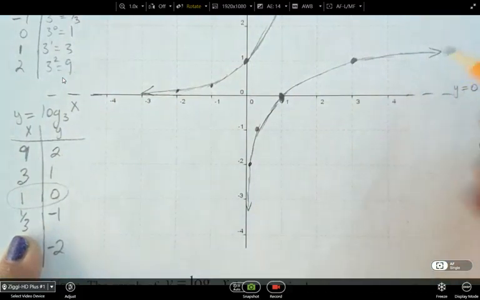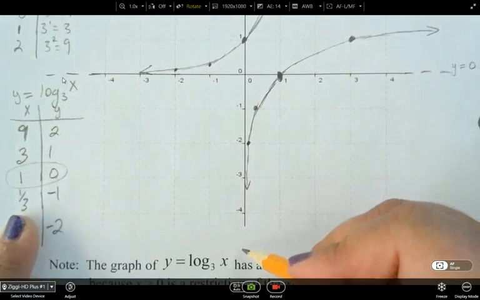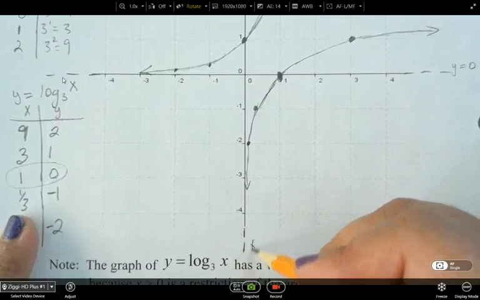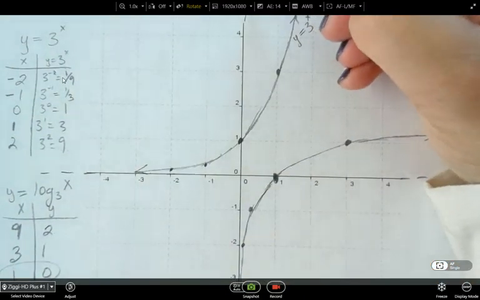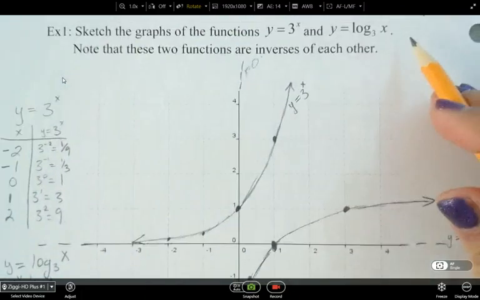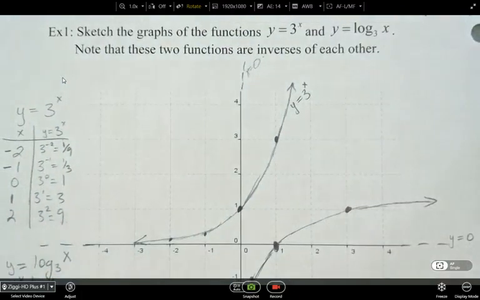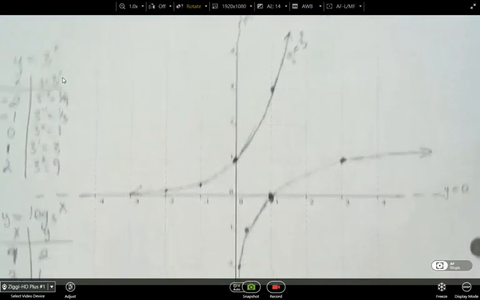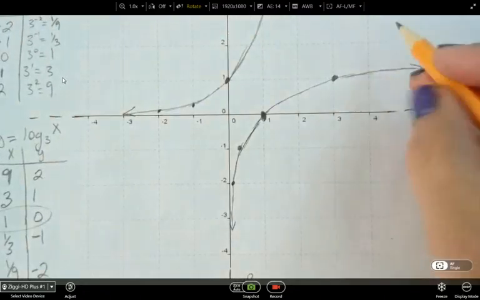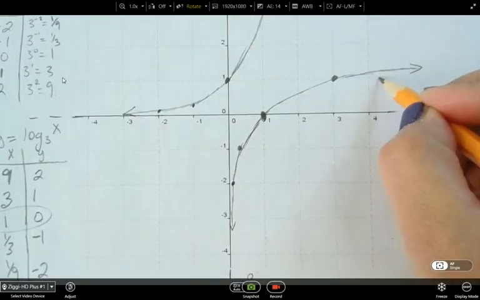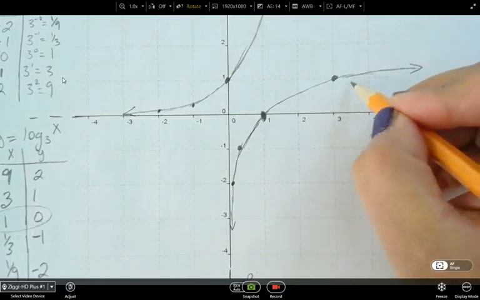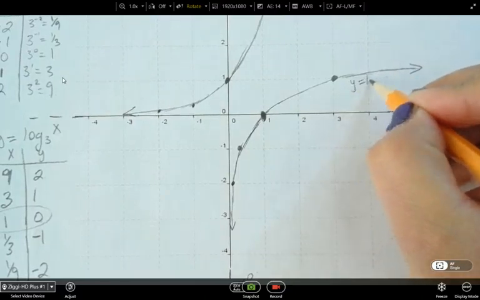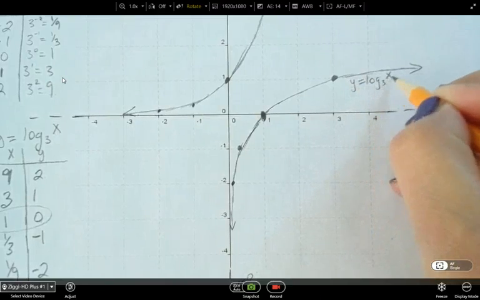Yeah, asymptote at x equals 0, so let's extend it here, right? X equals 0, and extend it at the top as well. That's where x equals 0, okay? So let's label this. So this is the inverse of y equals 3 to the power of x, so I could write it as y equals log base 3 of x.